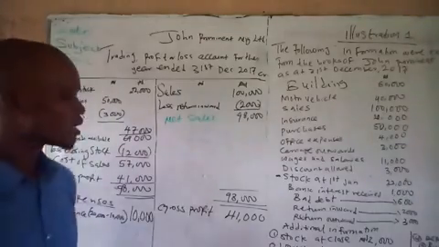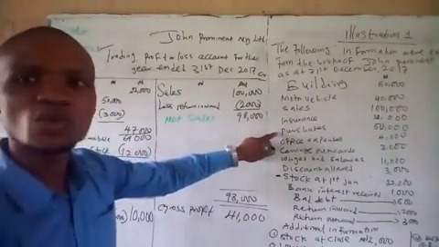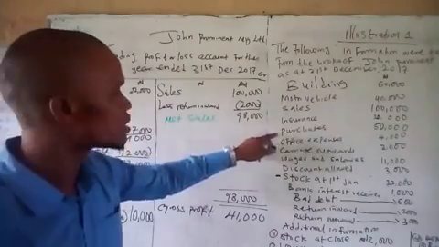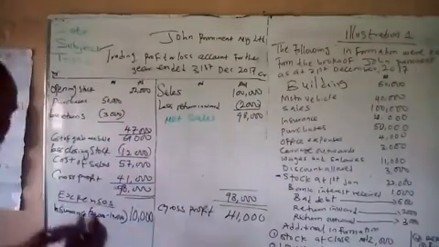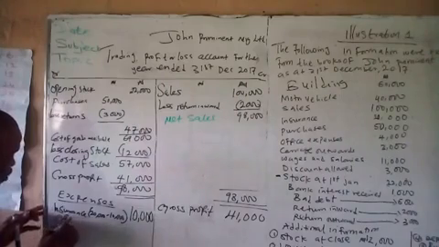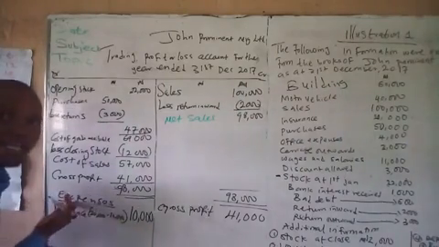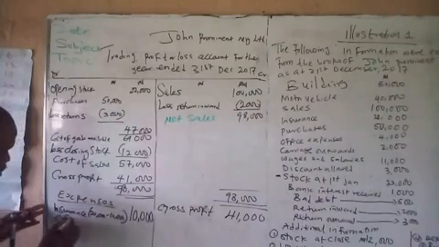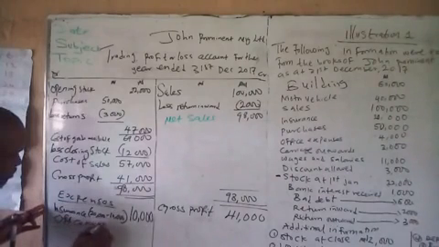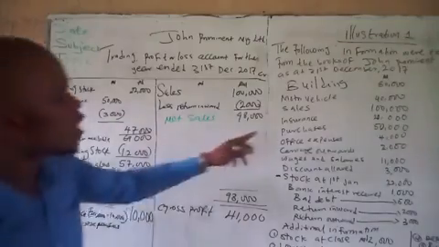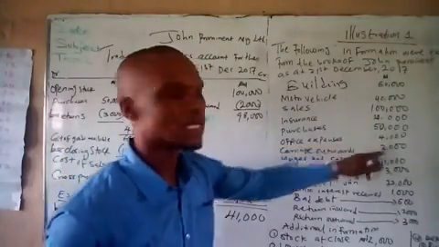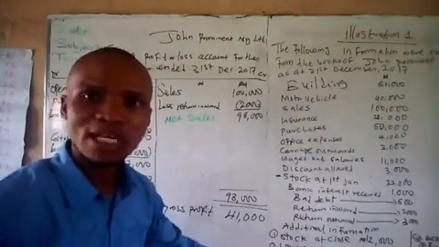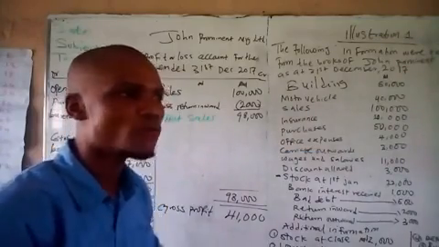Now the next thing, after purchases, is office expenses. You know that what we are bringing down are expenses, so you bring your office expenses. How much is office expenses? It's 4,000 naira. So you now check the additional information to see whether there is information relating to this office expense.